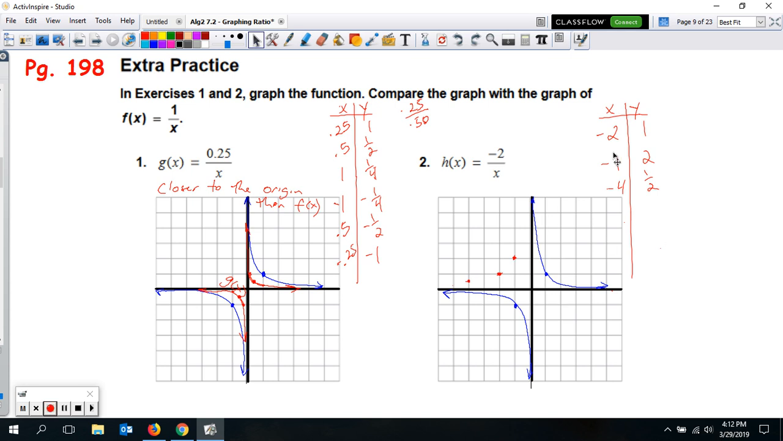I'm going to pick the same exact numbers, just now positive form of them. So positive 2, that's going to give me a negative 1. So I'm going to go right 2 and down 1 for that one. And then positive 1, that's going to give me a negative 2. So I'm going to go right 1 and then down 2 for that point. And then positive 4, and that's going to give me a negative 1/2. So right 4 and then down 1/2 puts me right here.